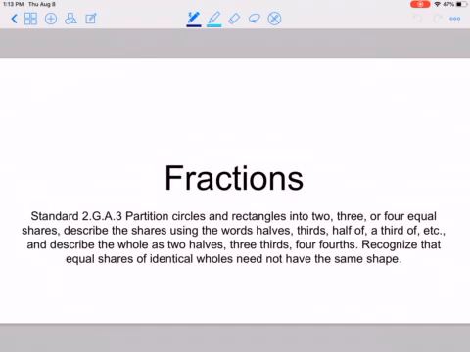It's 2.G.A.3, which you don't really need to know, but it says I can partition circles and rectangles into 2, 3, or 4 equal shares. And I can describe the shares using the words halves, thirds, half of, a third of, etc., and describe the whole as 2 halves, 3 thirds, 4 fourths. And we're also going to recognize that equal shares of identical wholes need not have the same shape. That is a lot of words, but we are going to break it down and hopefully have a better understanding by the end of this video.